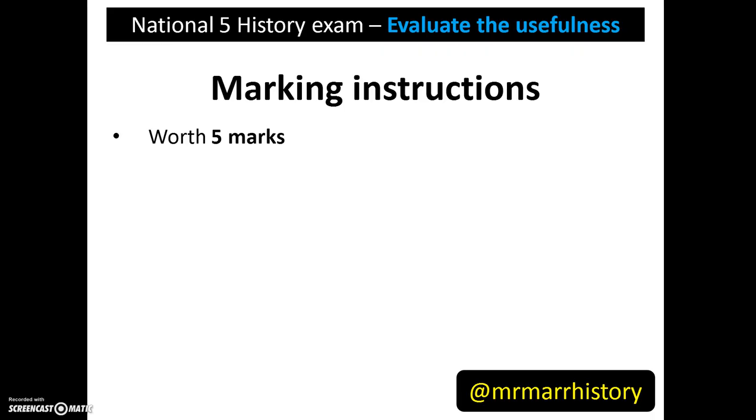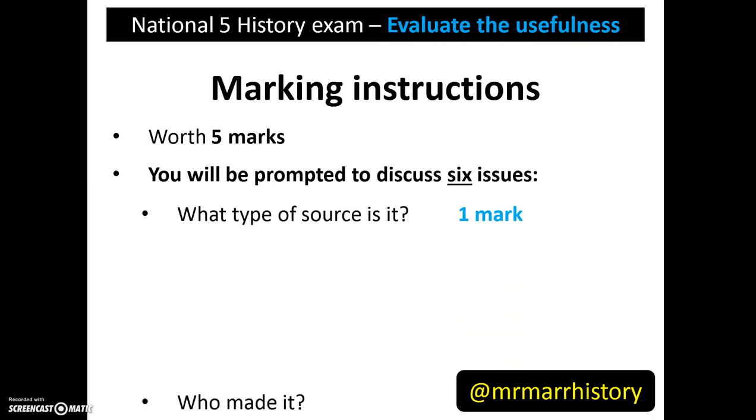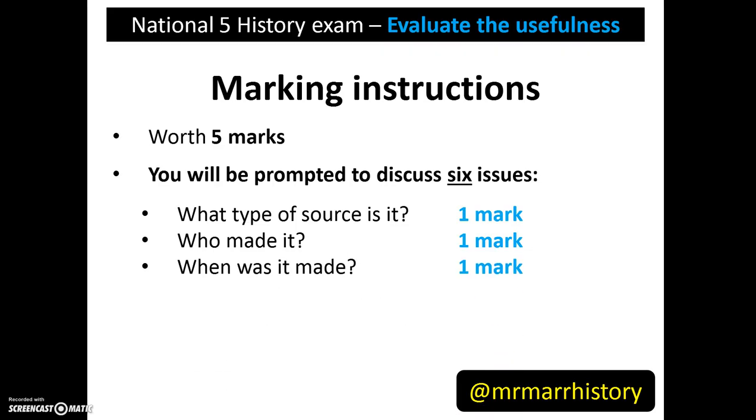Let's look at how you can get marks for this question. As has been noted, they're worth 5 marks. However, there are up to 6 different approaches you can use to get marks. You can talk about the type of source for a mark. You can talk about who made it for 1 mark. You can discuss when it was made for a mark. And you can look at why it was made for a mark.